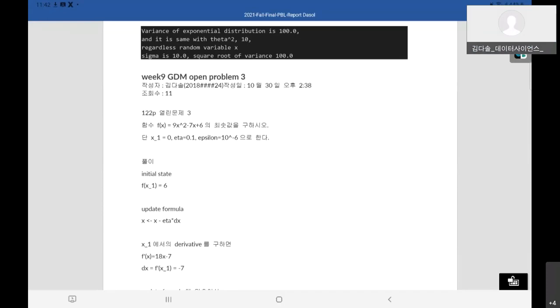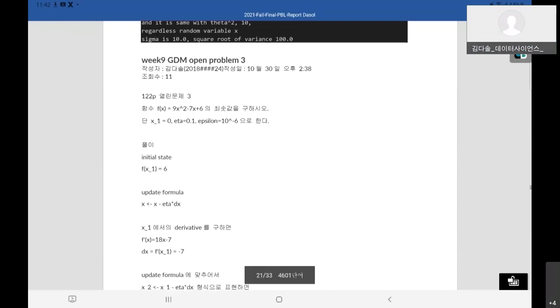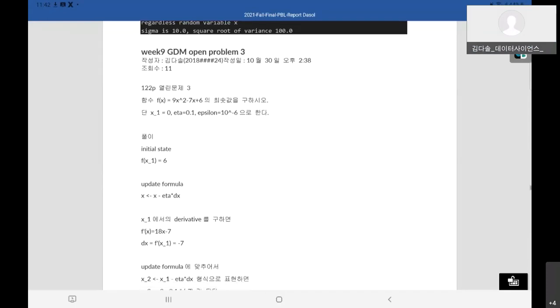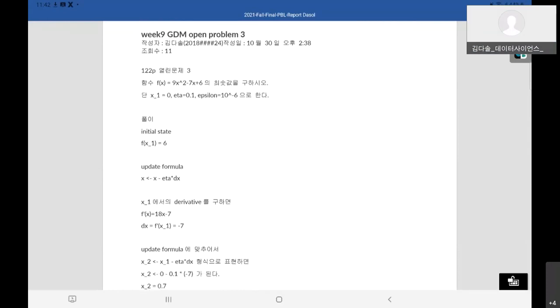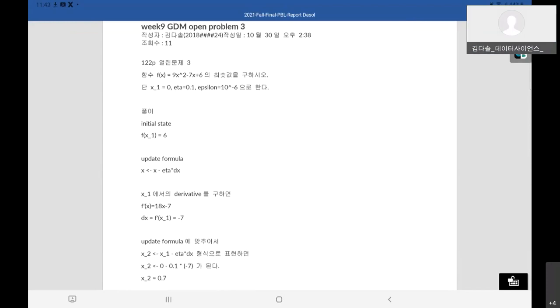Here is an implementation of a GDM. The function f(x) is 9x squared minus 7x plus 6. The problem is to solve for the minimal value of that. We should define, before starting GDM, three things: the initial value, the eta, the learning rate, and the epsilon, the end condition on the differences.